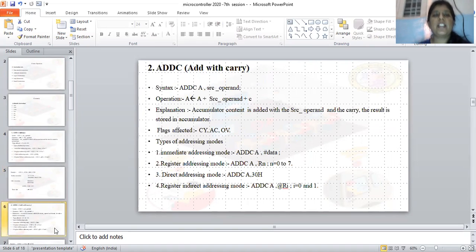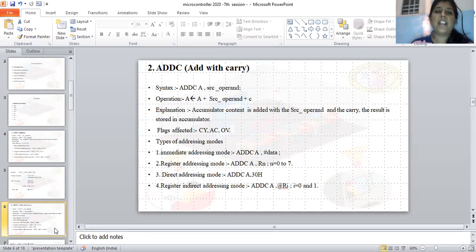Consider one more instruction, that is ADDC, that is add with carry. Syntax for this is ADDC A, source operand. Here it adds the accumulator content with the source operand along with the carry bit and stores the result into the accumulator register. After the execution of this instruction, the flags affected are carry flag, auxiliary carry flag, and overflow flag.